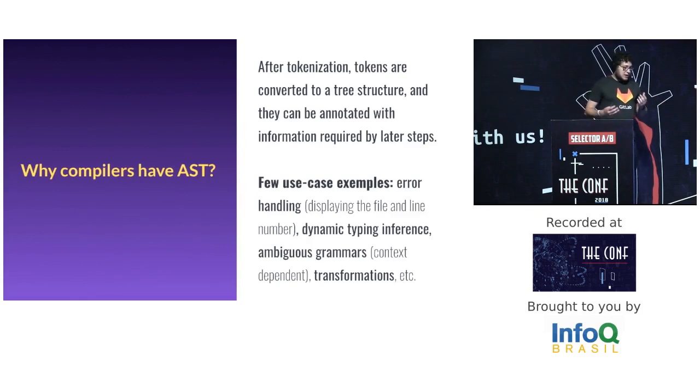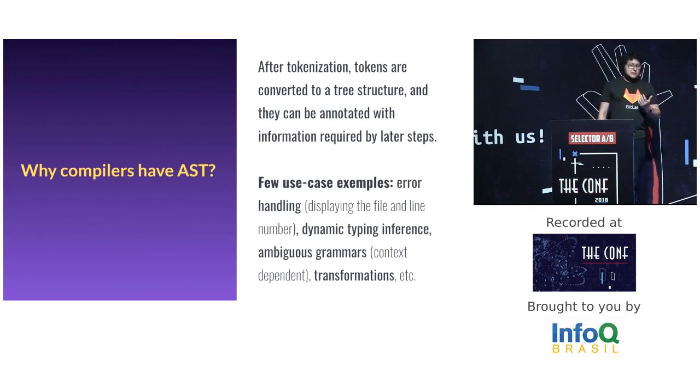The next question is, okay, why do compilers have an abstract syntax tree? After the tokenization, tokens are converted to a tree structure, which is the AST, and they can be annotated with information required by later steps. A few use case examples are error handling. For example, if there is an issue with the syntax, you need to know the file and the line and probably the position in that line where the error is, so you can provide the error output to the user. So you need to annotate that token.